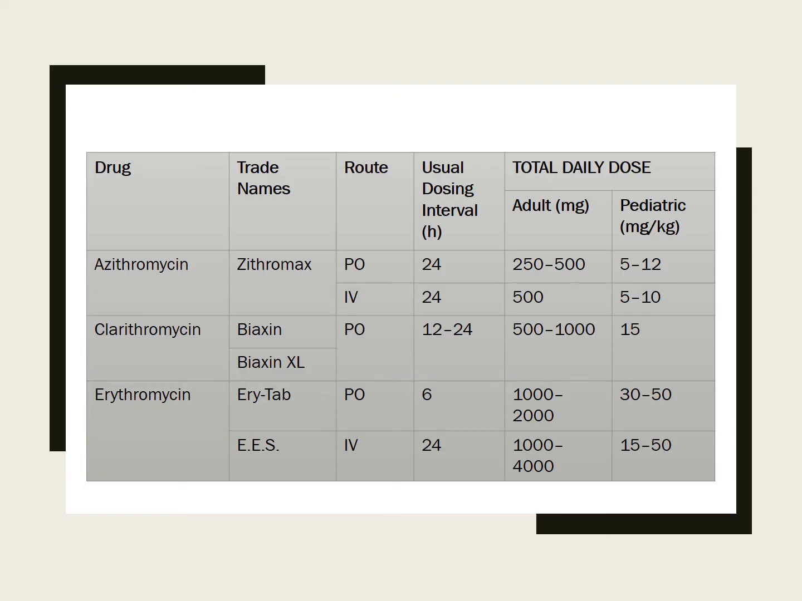Here's a table of commonly prescribed macrolides, the trade names, the routes, and the dosing. As you can see, azithromycin and erythromycin are both given PO and IV, and you can see the total dosing for both adults and pediatrics. We are going to use erythromycin as our prototype as we discuss macrolides. Erythromycin has a relatively broad antimicrobial spectrum, and it's preferred or alternative treatment for a number of infections.